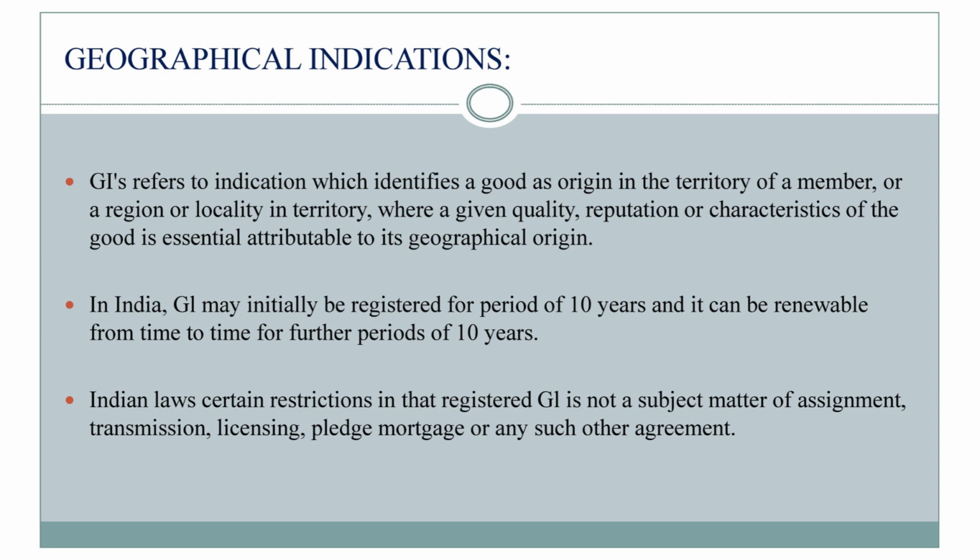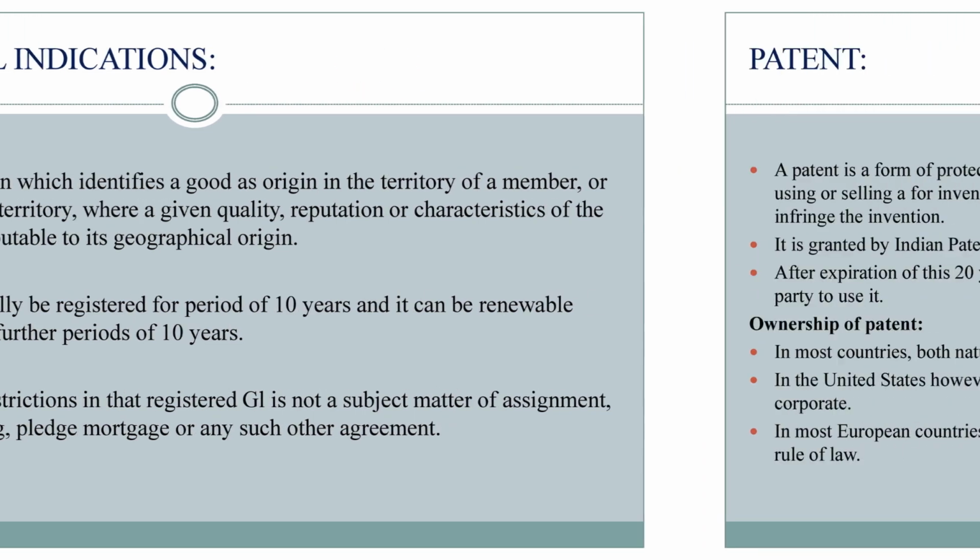Under Indian law, there are certain restrictions in that a registered GI is not a subject matter of assignment, transmission, licensing, pledge, mortgage, or any such other agreement. Think about this for a moment. GI protection is similar to trademark in duration, but unlike a trademark, it cannot be transferred or licensed to someone else, since it belongs to a whole region rather than an individual owner.